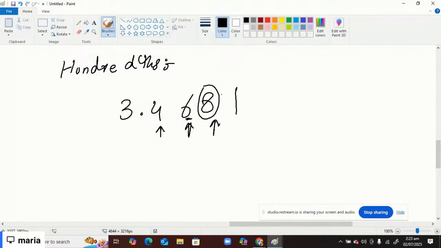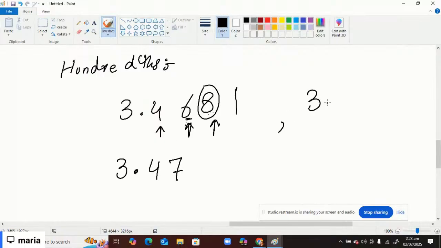Now same method, 3.4 is the same. If this digit is greater than 5 or it is 5, this can be rounded up. If it is less than 5, it should stay as it is. So 8 is greater than 5, so we can say that 6 can be rounded up, that is 3.47.